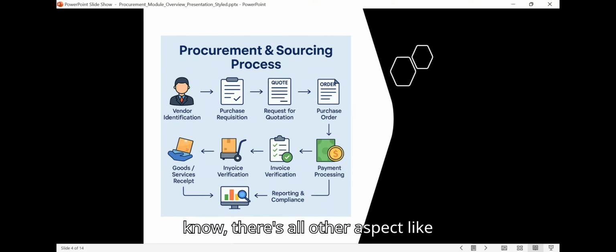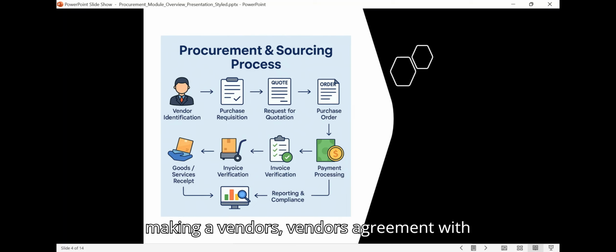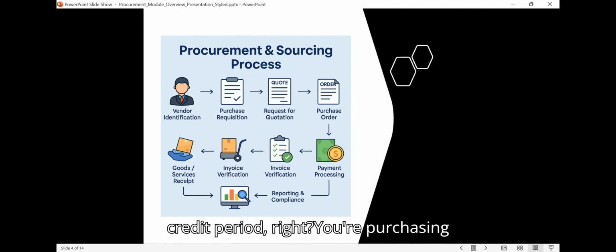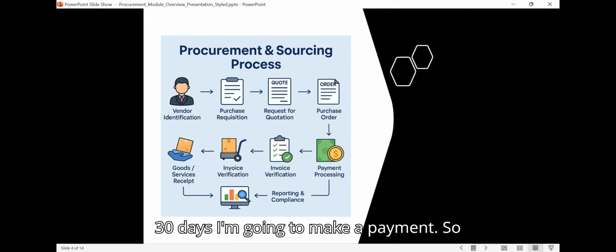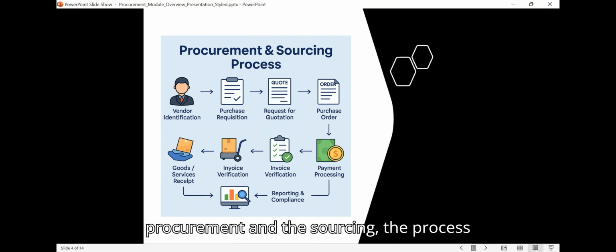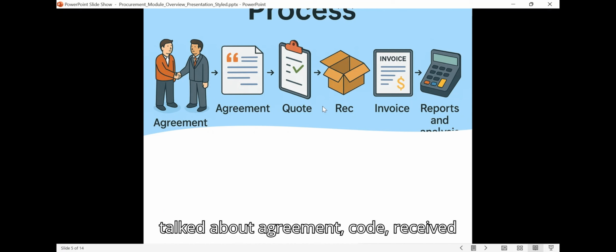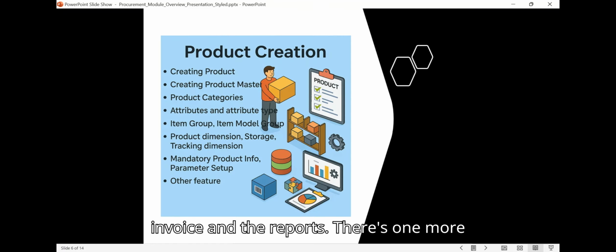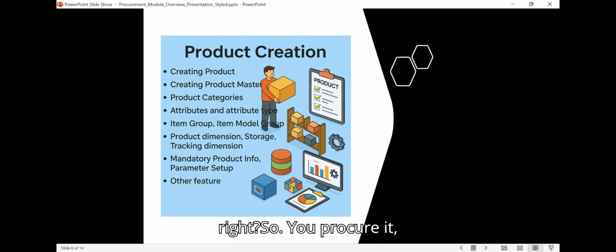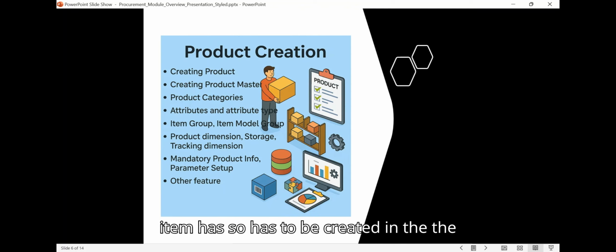There are also other aspects like payment terms. When you make a vendor agreement with any vendor, you'll always ask about the credit period, right? You're purchasing the item, and you say that within 30 days I'm going to make a payment. So all these aspects will be managed in the procurement and sourcing process itself. Then, of course, we talked about agreement, quote, receipt, invoice, and reports. There's one more aspect, which is product creation, right? You're procuring the item, and that item also has to be created in the system.